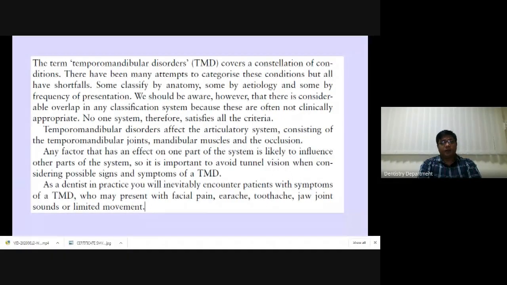As a dentist in practice, you will inevitably encounter patients with symptoms of a TMD, who may present with facial pain, earache, toothache, joint sounds, or limited movement. The presentation is so wide. They may come with facial pain, earache, toothache, and so on, and they are all broadly classified as temporomandibular disorders.